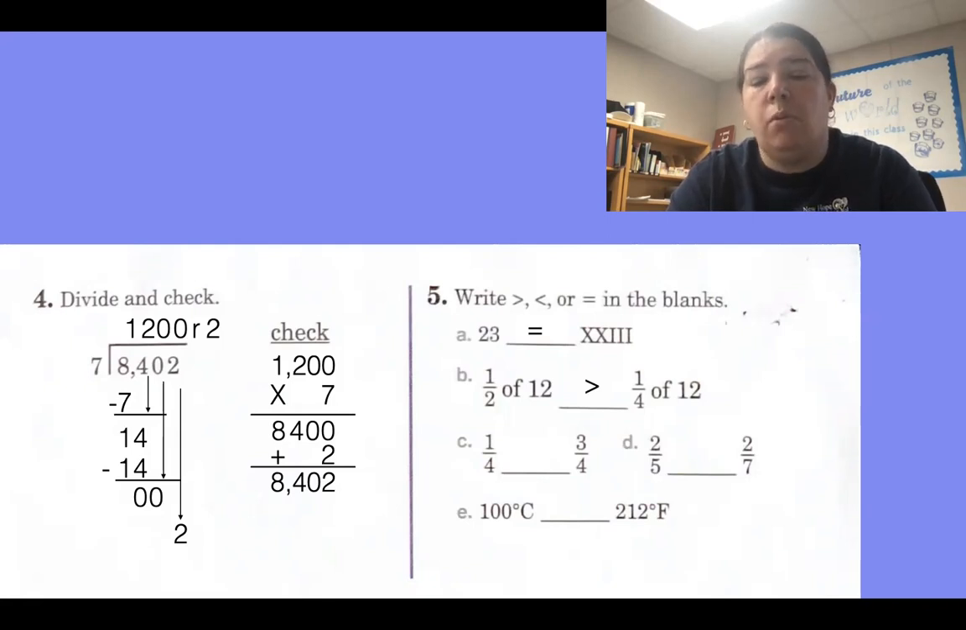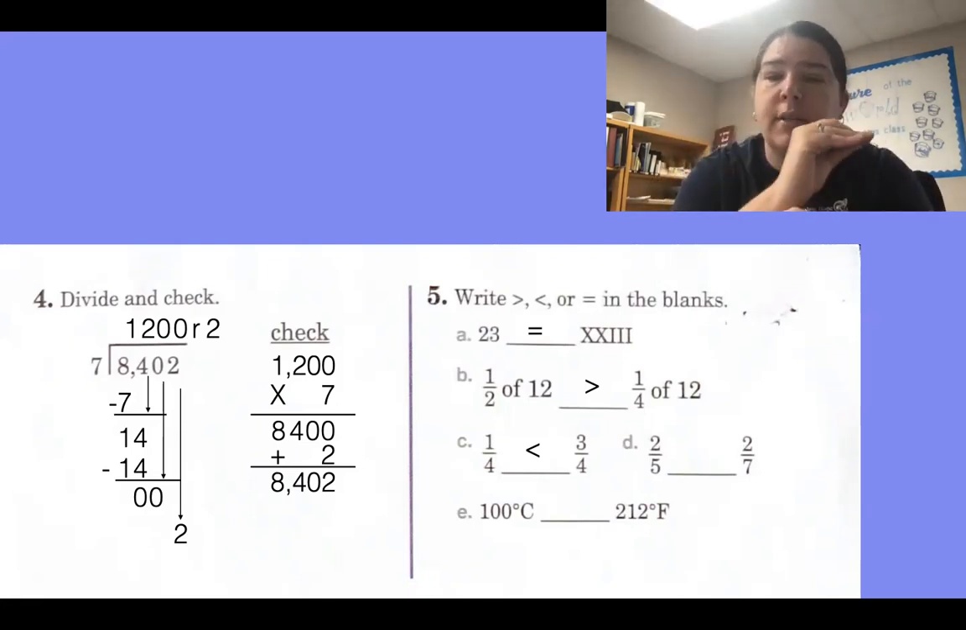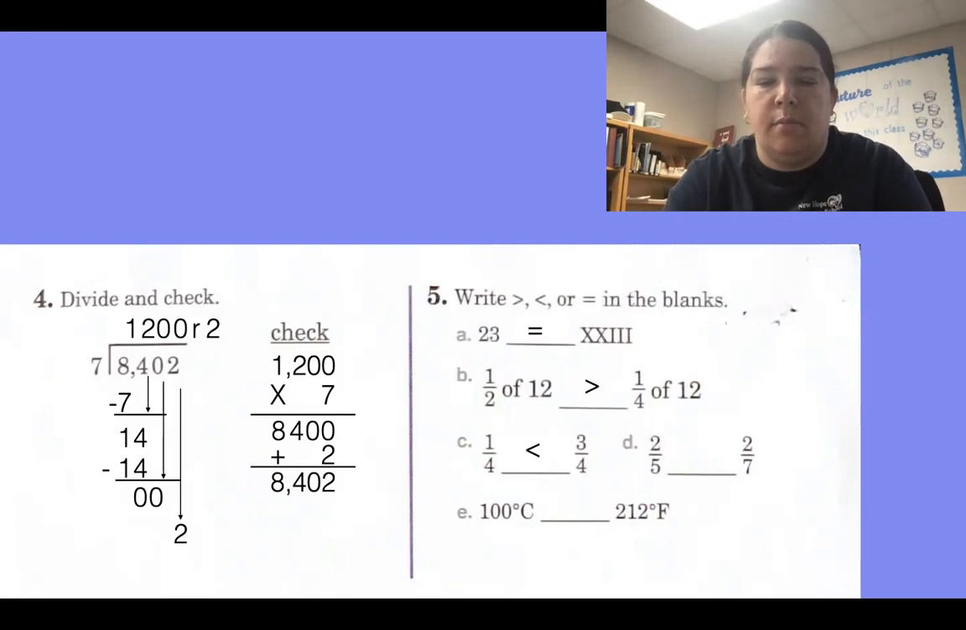1/4 and 3/4. Excellent. 3/4 is greater. So 1/4 is less than 3/4. Remember, you can always use your trick about the alligator eating the bigger number. Wherever the bigger number is, the alligator eats it. And then you can read the sentence, 1/4 is less than 3/4.